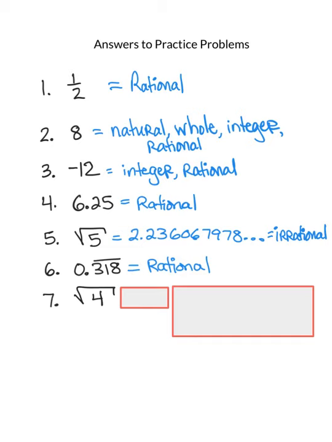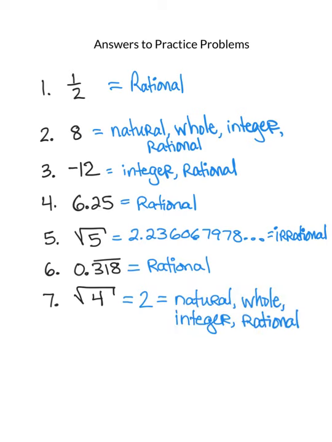Number 7, we have square root of 4. Take square root of 4, put it in your calculator, press enter, and you're going to get 2. So this is a little bit different. The answer to square root of 4 is 2. Now we need to classify this number. 2 is considered a counting number, so it's natural, whole, integer, and rational.